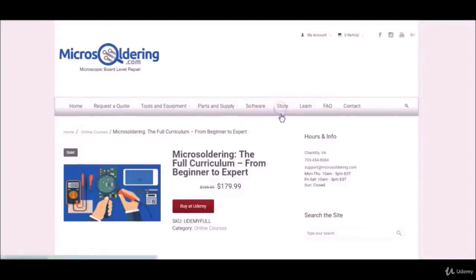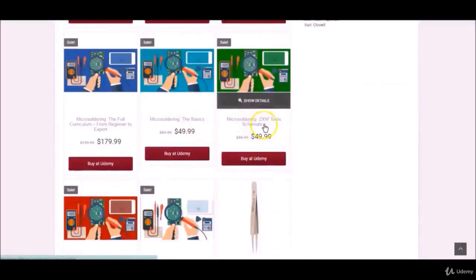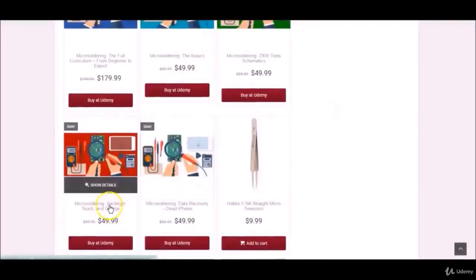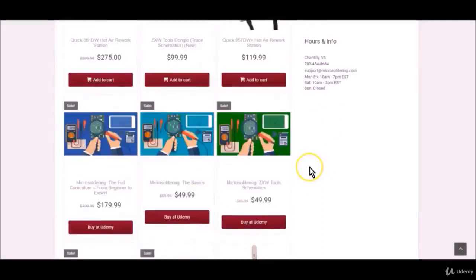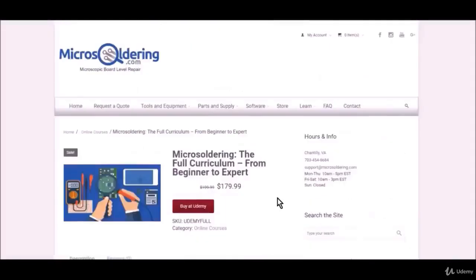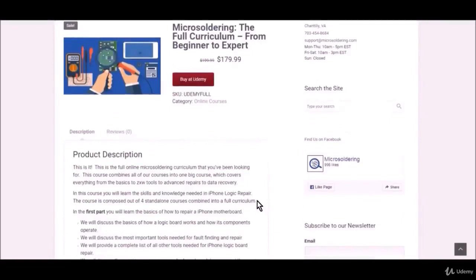So basically, we have 4 courses, starting from the basics to how to use the ZXW tools, which is the schematic software. And then we have a course called Backlight Touch Charge, which deals with the 3 most common repairs. And then our last course is data recovery. What we did was we combined all of these courses into one full curriculum. If you want to learn microsoldering, I would say that this is probably the best way to start.